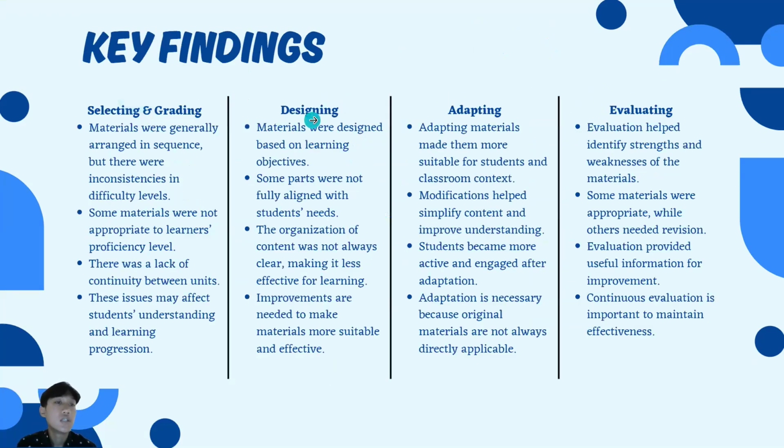Okay, and the next are the key findings for procedures of English material development. The first one is selecting and grading. Point one, materials were generally arranged in sequence, but there were inconsistencies in difficulty level. Point two, some materials were not appropriate to learners' proficiency level. Point three, there was a lack of continuity between units. And the last point, these issues may affect student understanding and learning progression.